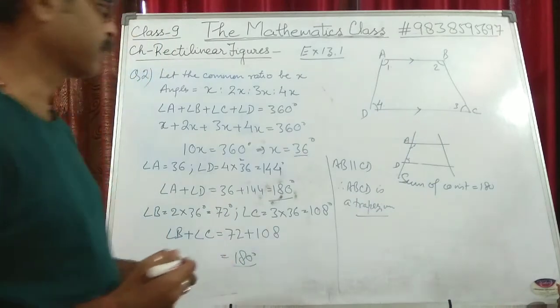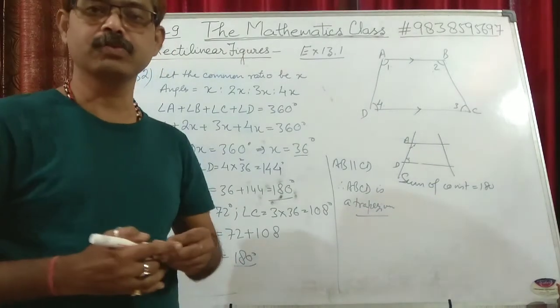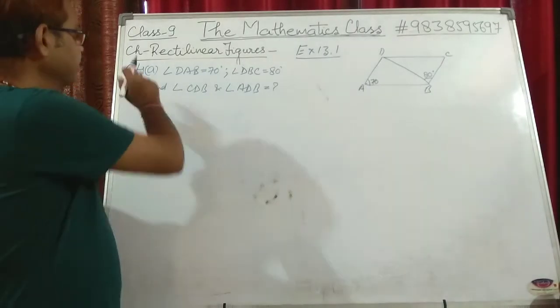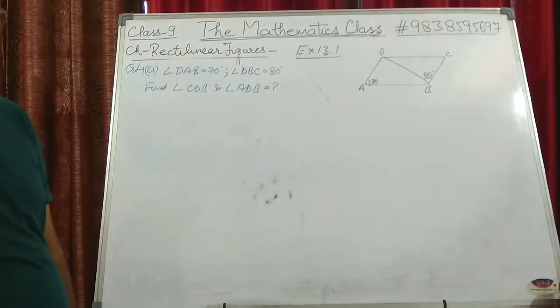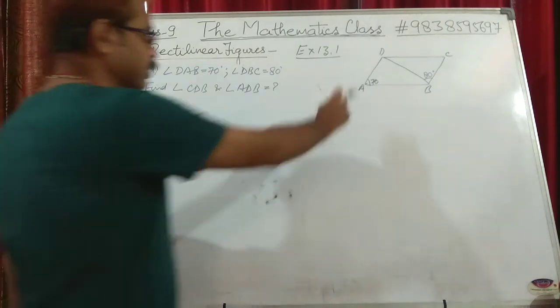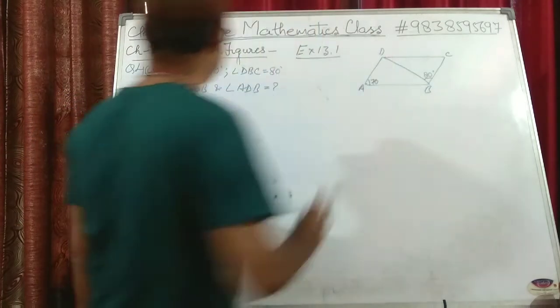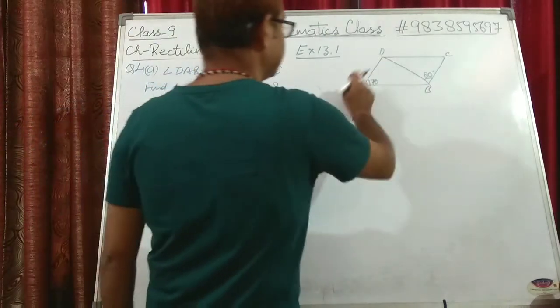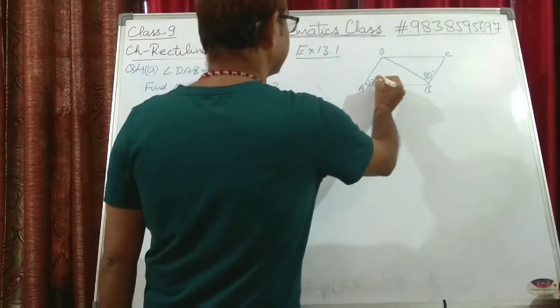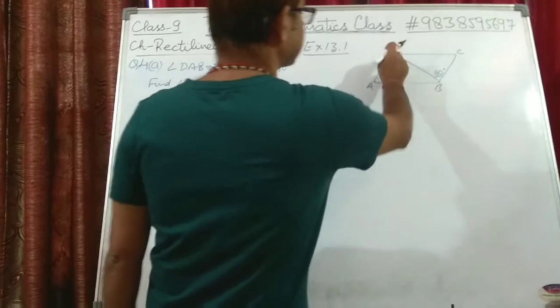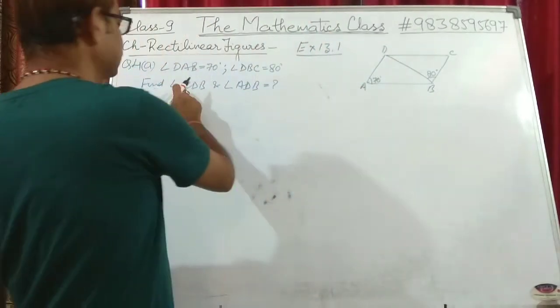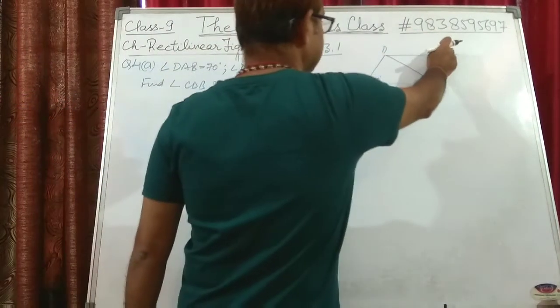And that is what was required to prove. Now we move on to the fourth question, first part. They say in figure 1 given below, ABCD is a parallelogram. So I have drawn a parallelogram ABCD. In this they say angle DAB is equal to 70 degrees and angle DBC is equal to 80 degrees. You have to find angle CDB.